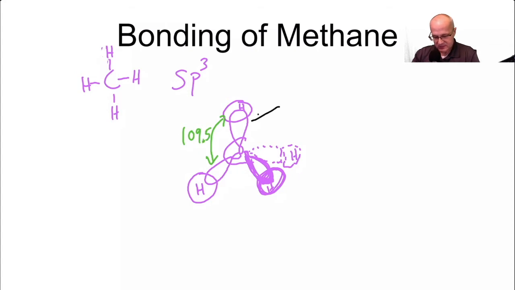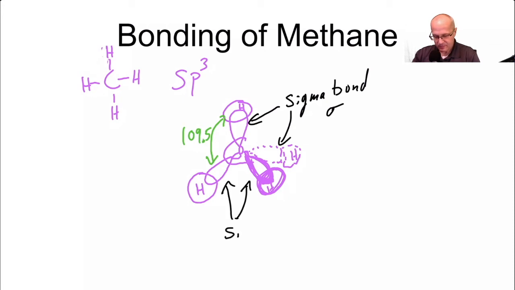This is a sigma bond, which is abbreviated with the Greek letter sigma. That is also a sigma bond. That is a sigma bond, and so is that. With the Greek letter sigma. Now, all sp3 atoms have this hybridization structure. They all have it. Okay? And that's kind of how they're drawn.